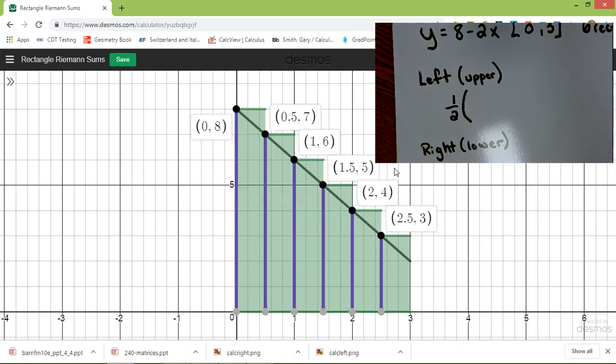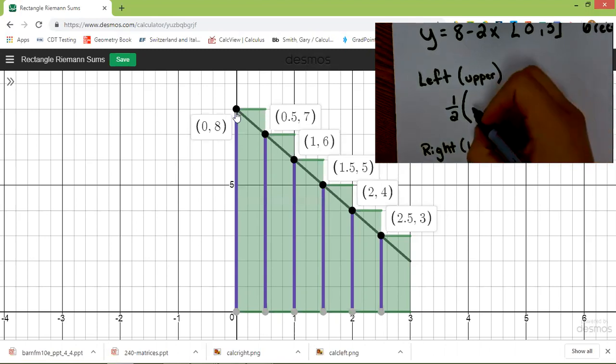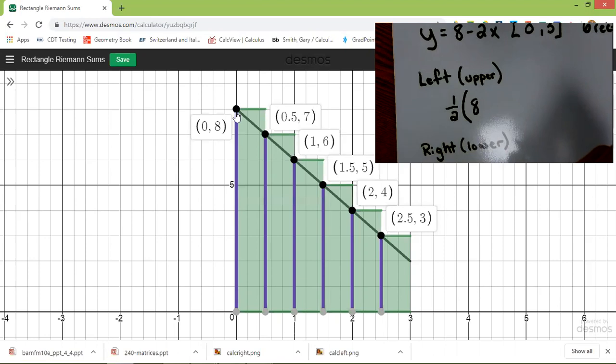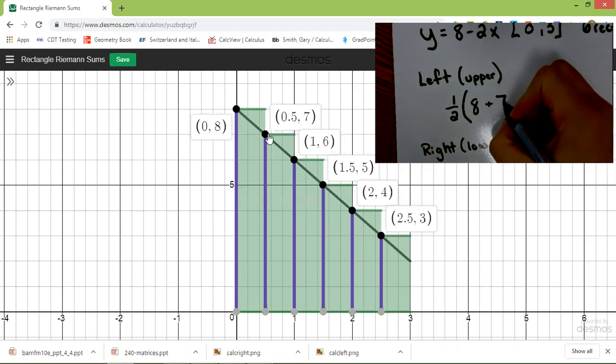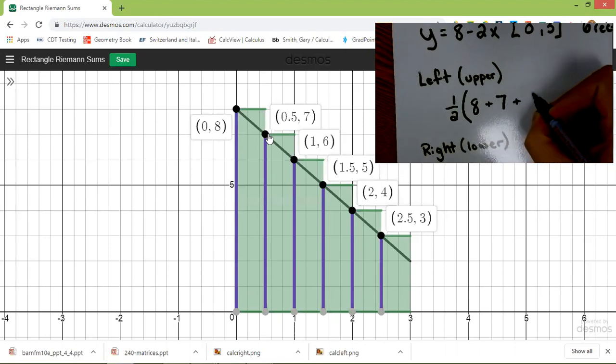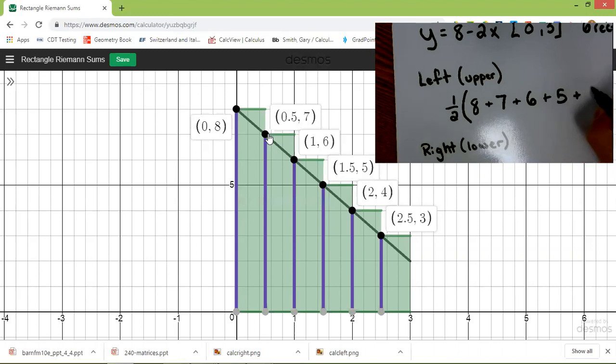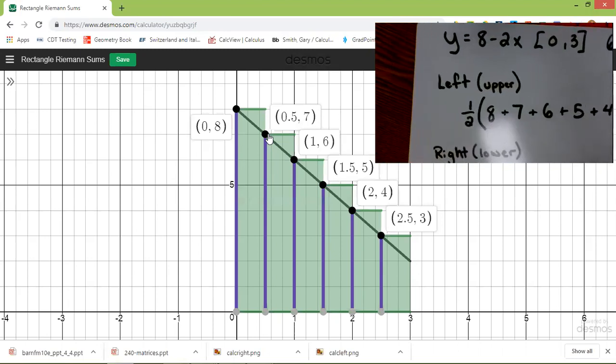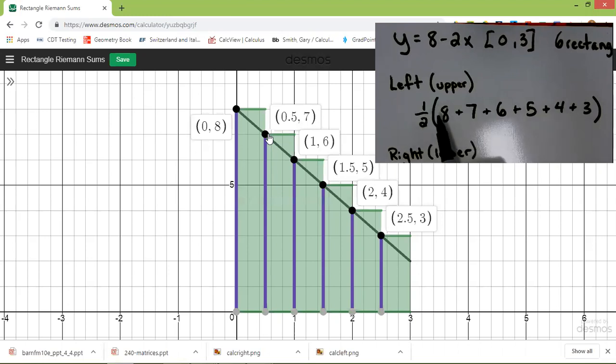The height of the first rectangle, as you can see, that function at 0 is 8. So my first rectangle is 8. The second rectangle down here has a height of 7. The third rectangle, if I keep going, 6, 5, 4, and 3. So if I distribute this through, I would get the base times height for all 6 of those rectangles. So let's see what we get here.